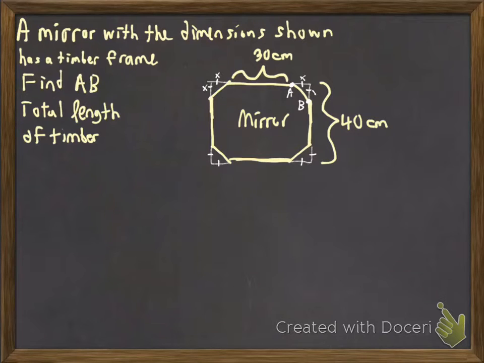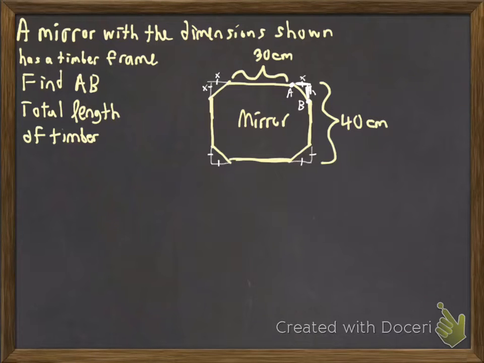We have the mirror. The entire length of the mirror and the timber frame is 40 centimeters. I'm talking about from there to here, that's 40. Likewise, this whole thing is going to be 40 as well. That's going to be 40. This is also 40. So let's backtrack now. We want to know the side lengths of the timber frame, here and here.